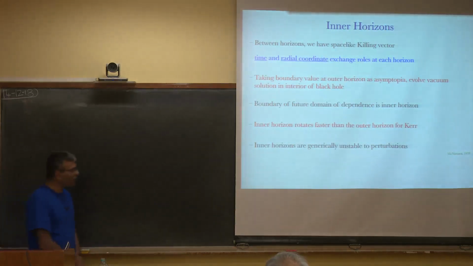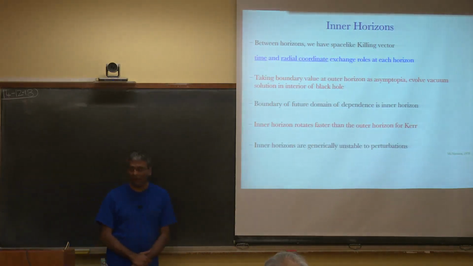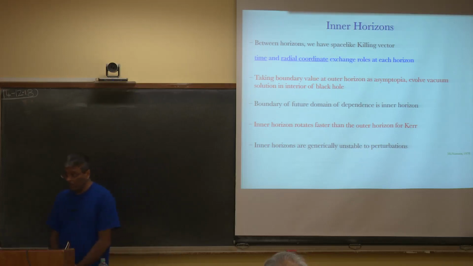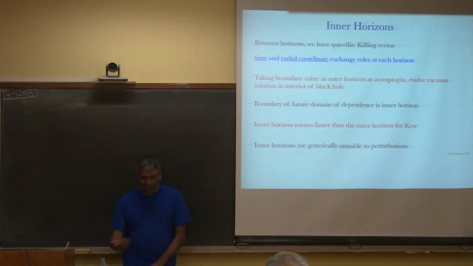So the inner horizon is a very peculiar thing in gravity. If we consider the stability of the inner horizon, even at the linear level in gravity, it turns out these things are generically unstable to perturbations. So the idea of even associating thermodynamics to the inner horizon in a really gravitational system with an unstable inner horizon may not make any sense.